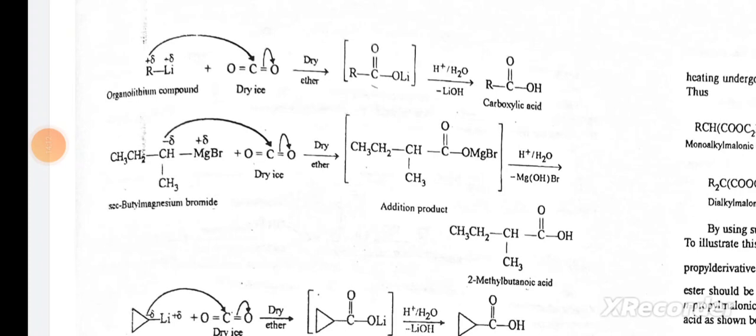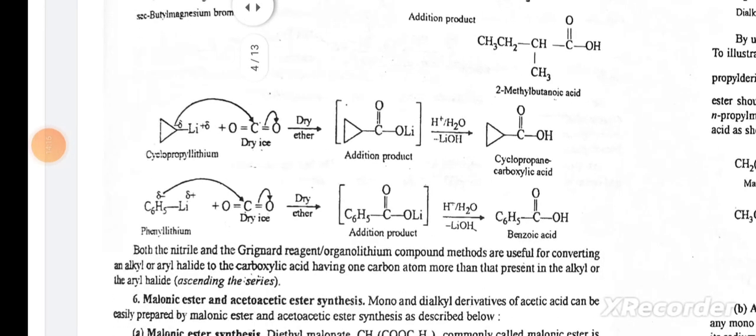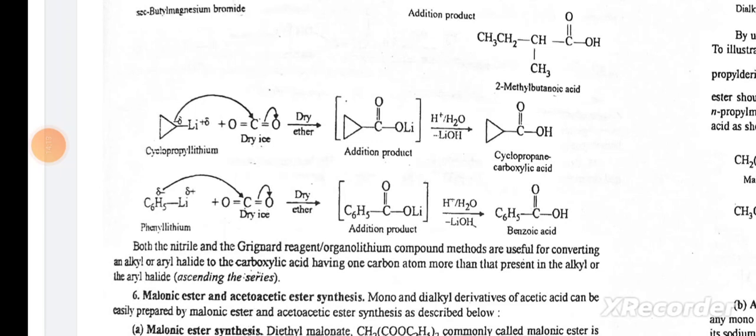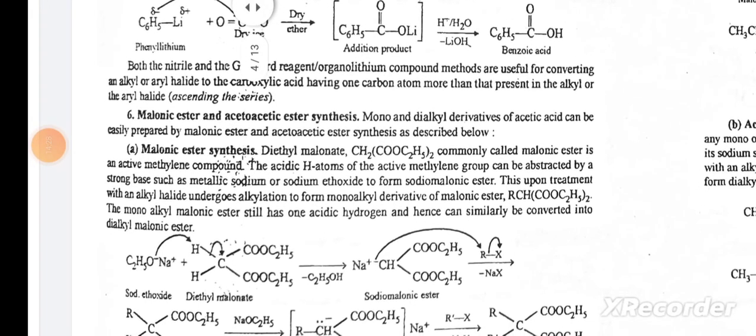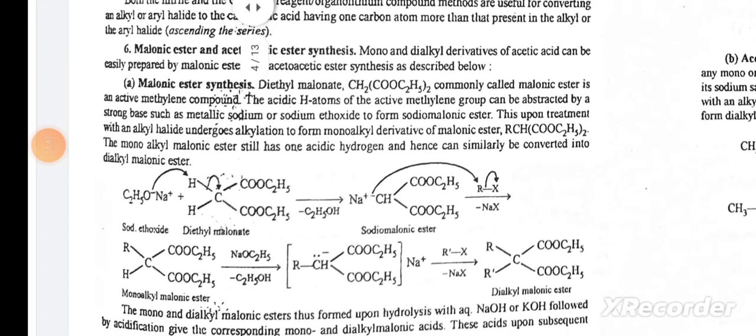Sec-butyl magnesium bromide plus dry ice, 2-methylbutanoic acid. Cyclopropyl lithium in the presence of dry ether, cyclopropane carboxylic acid. Phenyl lithium to benzoic acid. Both the nitrile and the Grignard reagent and organolithium compounds methods are useful for converting an alkyl or aryl halide to the carboxylic acid having one carbon atom more than that present in the alkyl or the aryl halide, ascending the series.